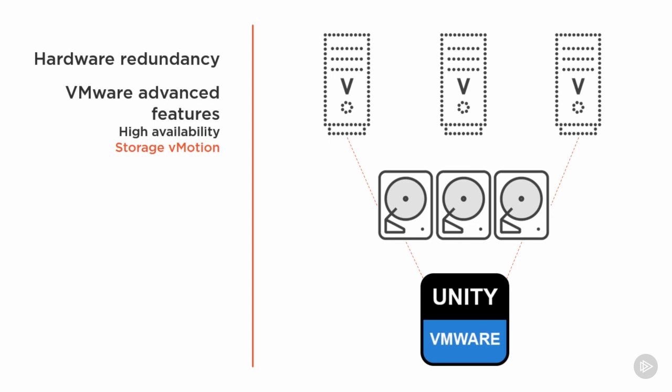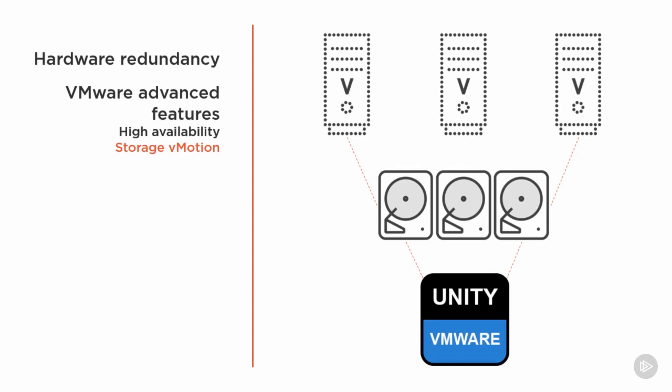Another is storage vMotion. Storage vMotion allows you to take a virtual machine and migrate it from one storage platform to another without interruption to the host. The problem is that the EMC Unity VSA is not supported to be done online with storage vMotion. They ask that you take it offline in order to migrate it from one data store to another.